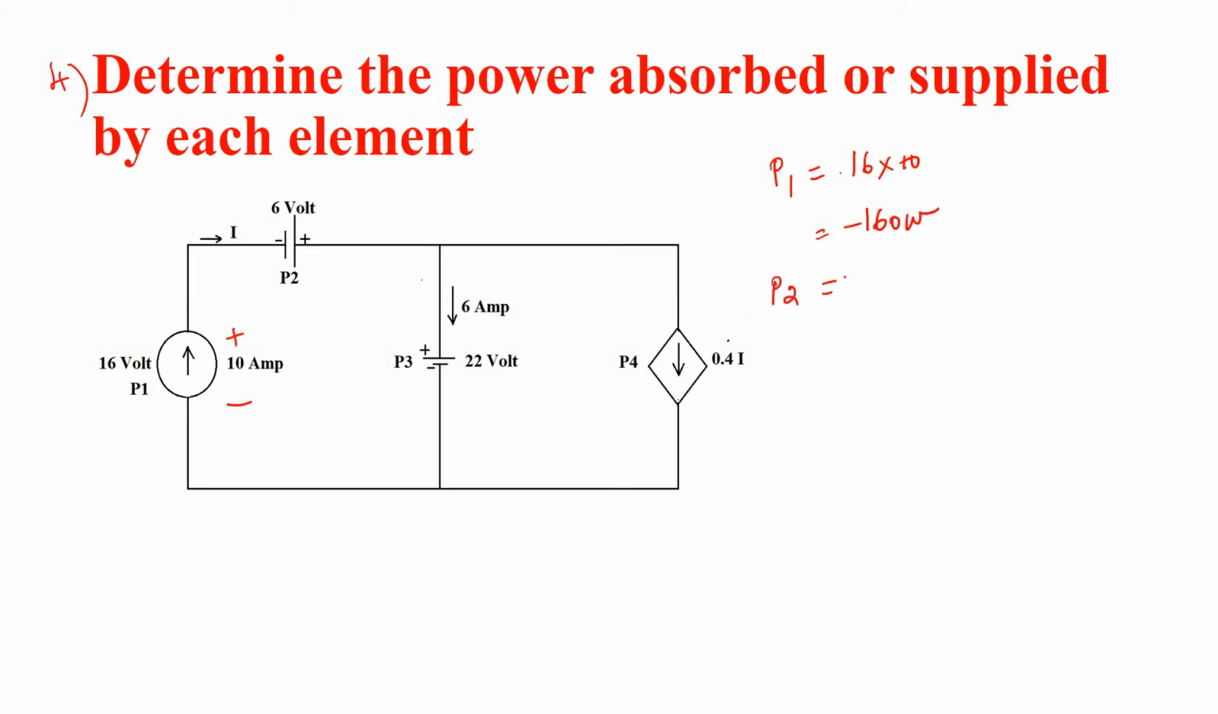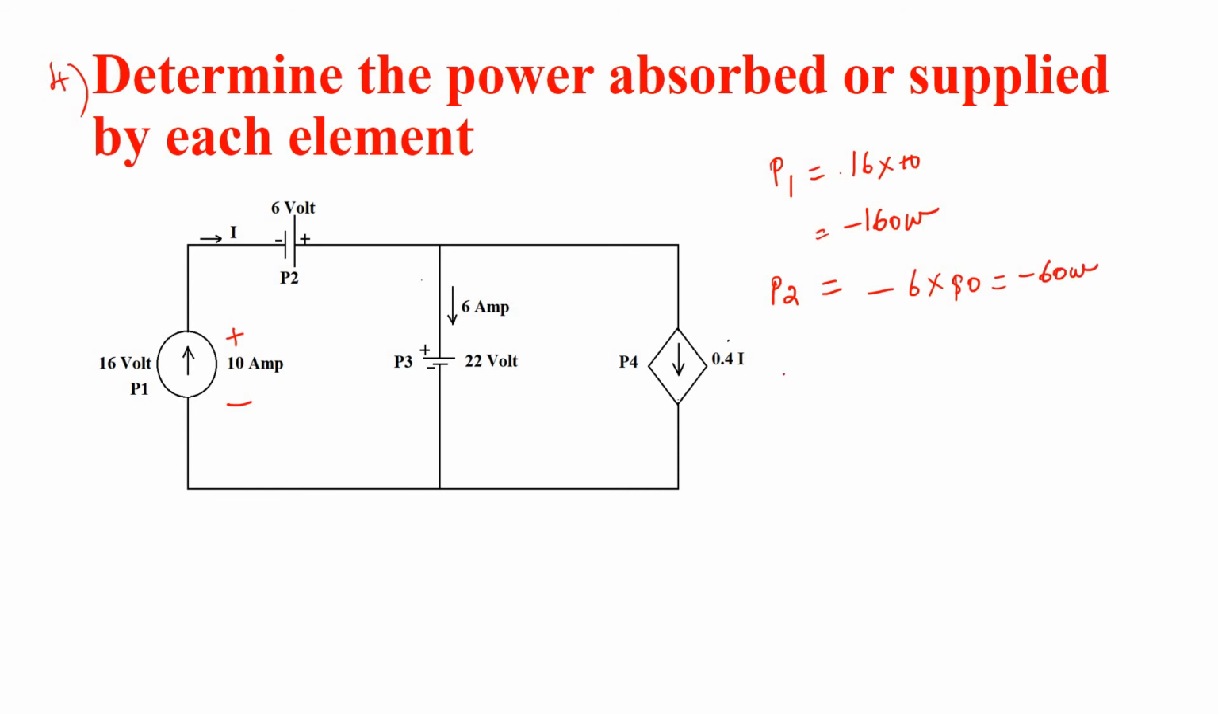Then take P2. Here the current is 10 ampere and the current is entering in the negative terminal and leaving in the positive terminal. Here also the power is delivered. So what is the delivered power? 6 into 10, that is minus 60 watt.